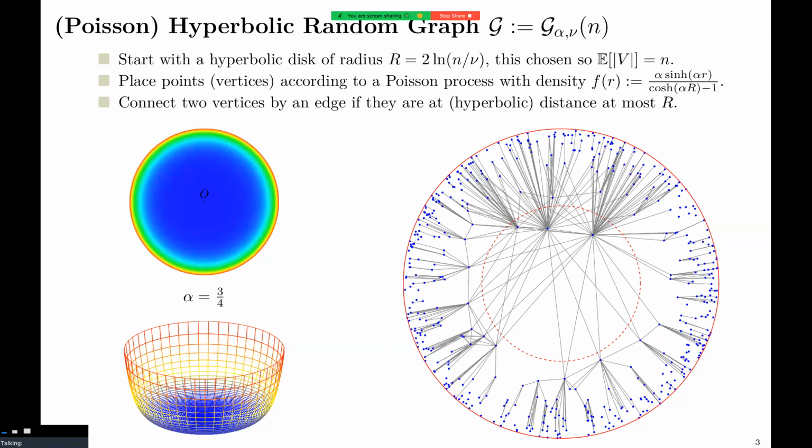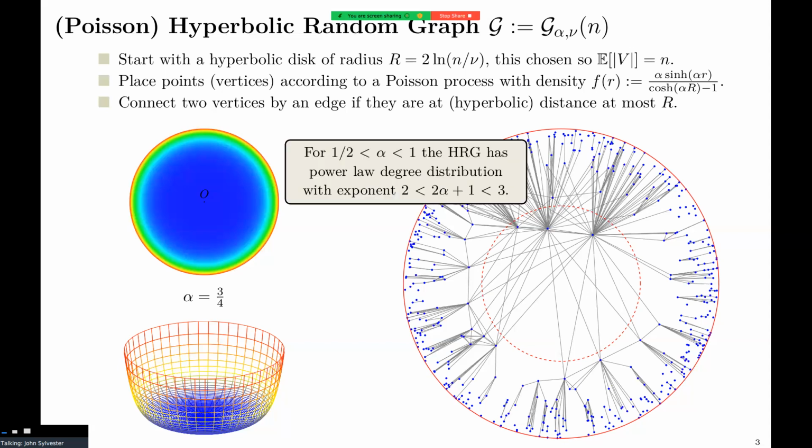And this makes a difference because you connect two vertices by an edge if they're at hyperbolic distance at most R. So in particular, if you drop a point in the dead center of the disk, it's connected to every other point. But as you get out to the edge in this model, hyperbolic distance blows up relative to Euclidean distance. So some points which appear close in Euclidean distance, if they're near the boundary, can be very far in hyperbolic distance and not necessarily connected. So this alpha has a profound effect on the topology of the network.